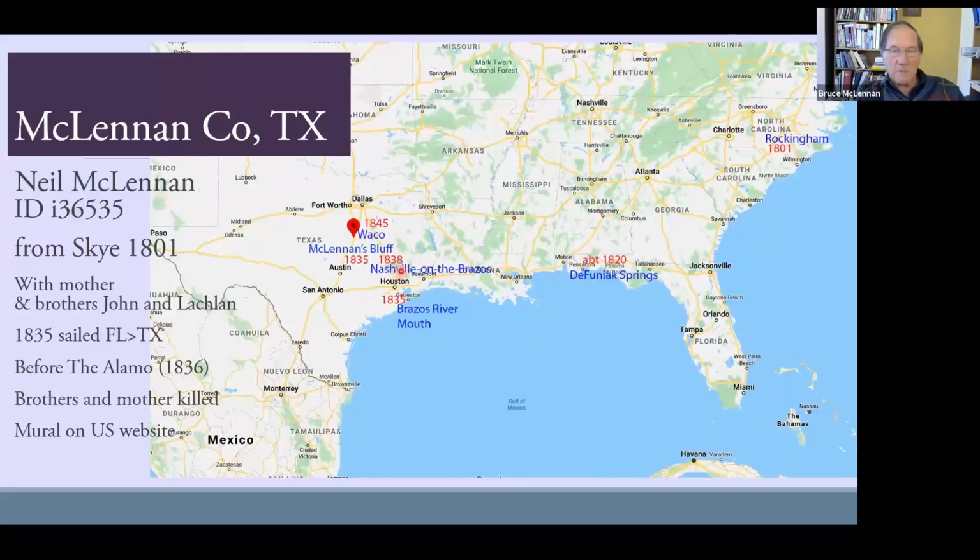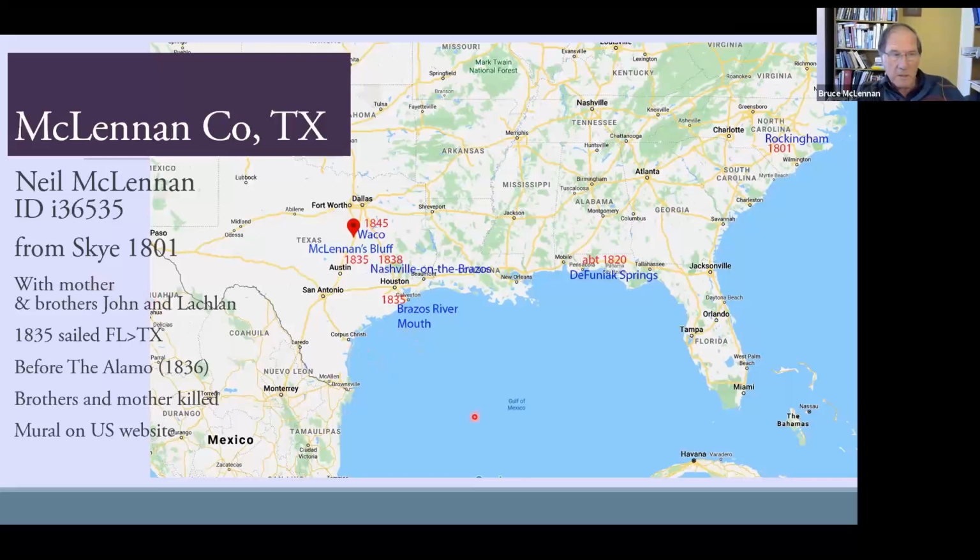And again, they're subject to a Native American attack. And another brother is killed in the attack. And they move up to just alongside Waco itself in 1845. So this is the story of Neil, often called Neil Love MacLennan, and you'll see lots of monuments and so on to him in Waco.